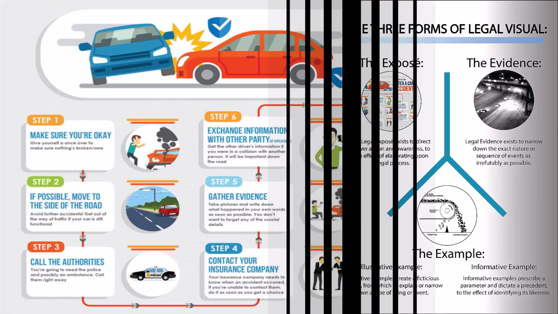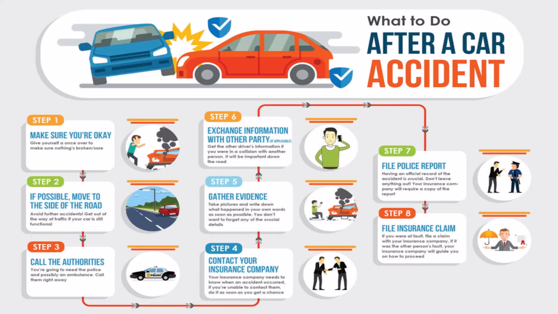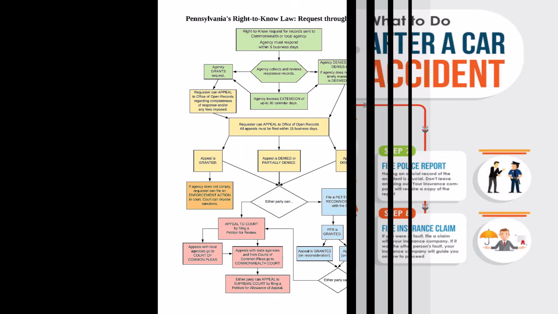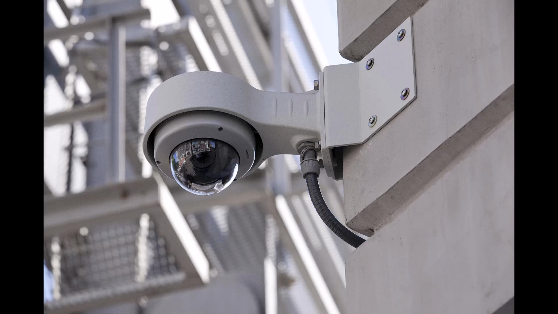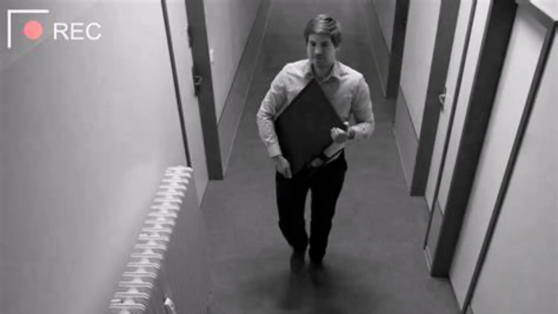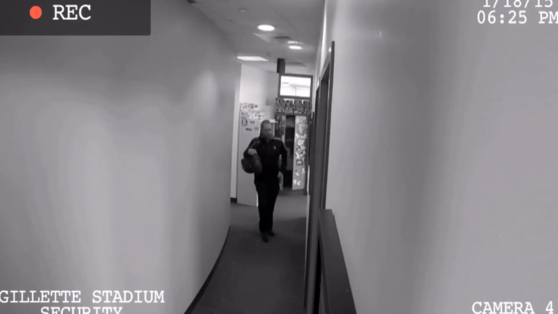First, there is the legal exposé. This is pretty loose. It's just something that exists to explain something else, usually existing to explain something to somebody who isn't super familiar with the legal world. Second is evidence. Evidence is something most people are probably familiar with. It's something that can be used to either definitively or at least suggestively prove that something is a certain way, be it that someone did something or that something has happened.